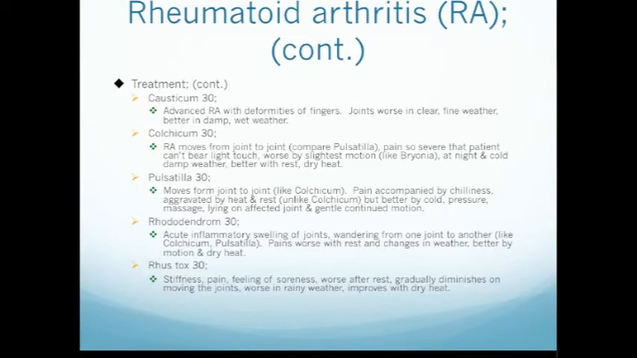Rhus tox 30 works best for stiffness, pain, and a feeling of soreness. It's worse after rest, but gradually diminishes on moving the joints. It will also be worse in dry and rainy weather, but improve with dry heat.